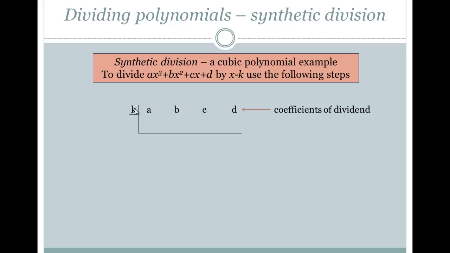Okay? And the important thing to note is if they skipped a term here, and you'll see this in one of my examples, so if it was like 5x cubed plus 6x and there was no x squared term, you need to put a 0 in there. But we'll see that in a minute.